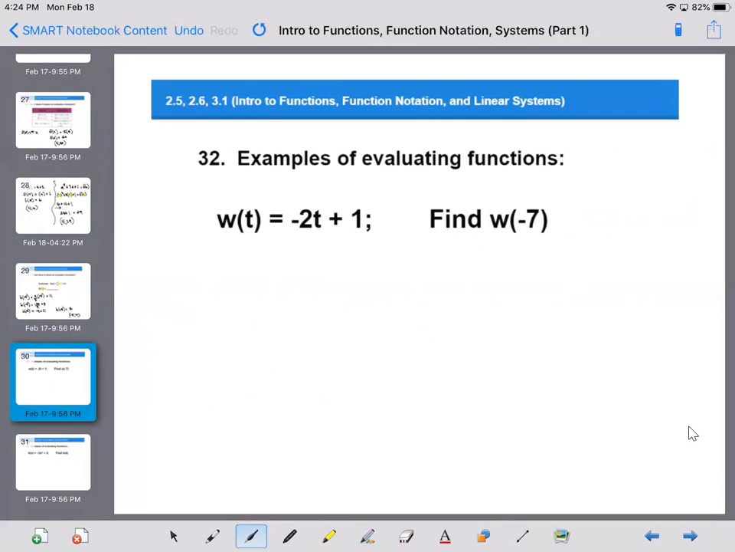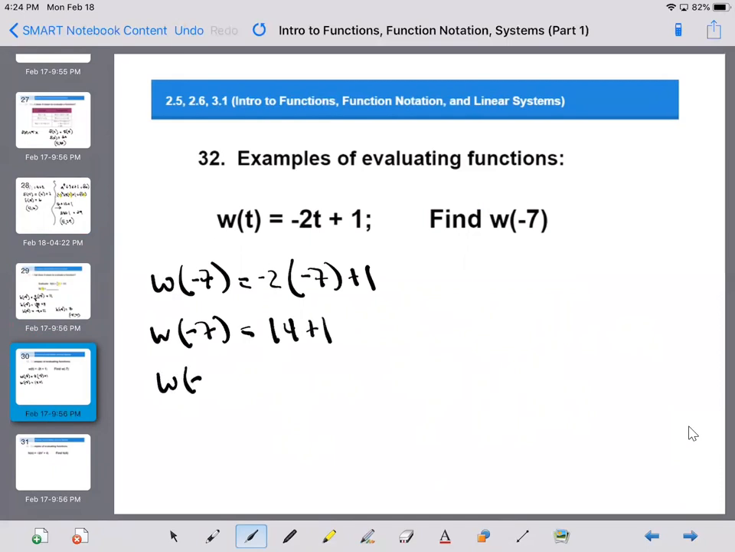So we say with f of x, w of t is what we would say here. So when w is negative 7, we will just substitute everywhere we see a t with the negative 7. So w of negative 7 is positive 14 plus 1. So we would have w of negative 7 is equal to 15, so negative 7, 15 would be the ordered pair.